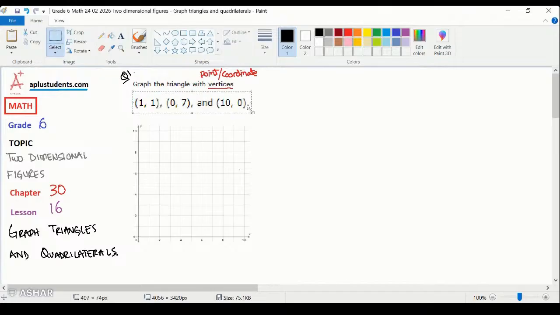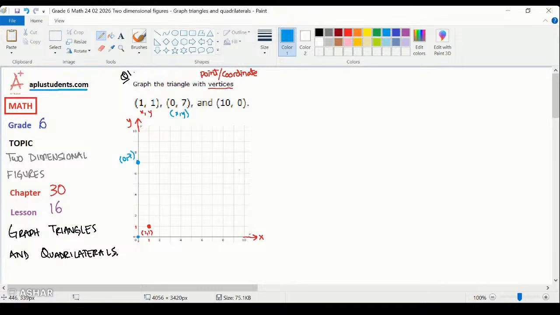The first value inside the bracket always refers to the value of x, then y. The horizontal is the x-axis. The vertical would always be the y-axis. So we move 1 and 1. That means this is the first point, 1, 1. Next is 0, 7. If we have 0, 7, that means 0 on the x, 7 on the y. This point is 0, 7.